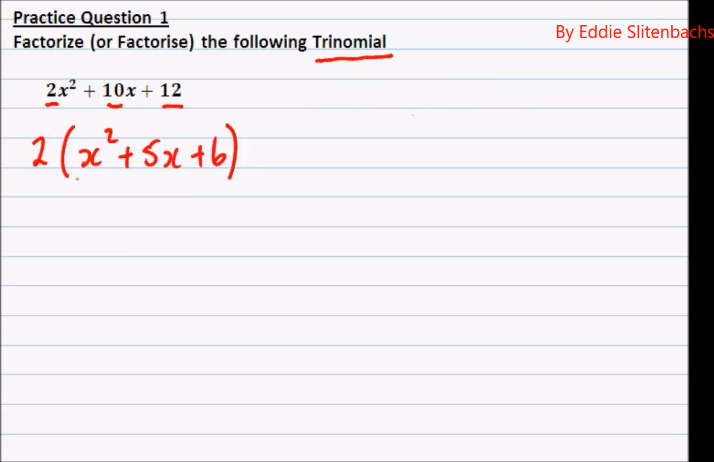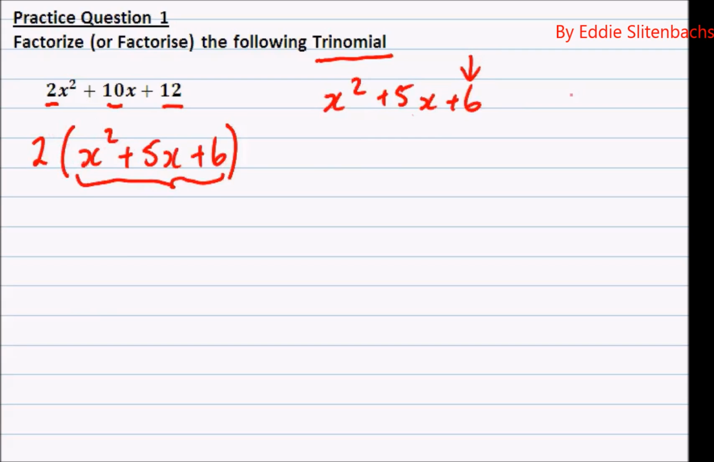Now I'm not going to worry about that 2, but I'm going to look at what's inside the bracket and go, well, I can factorize that into 2 brackets quite easily. So x squared plus 5x plus 6, that's a simple factorization. So how do we do that factorization? Well, the first step in doing a simple one like that is to look straight at the end number and write down the factors that are going to go into that.